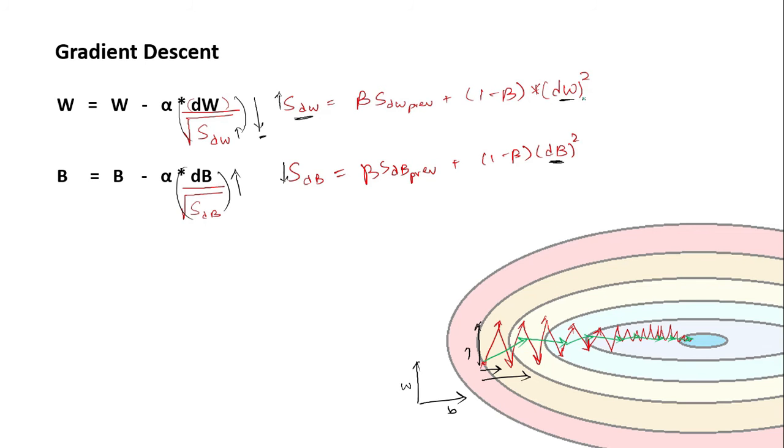And as we are taking the square of dW and then taking its root, this algorithm is called root mean square propagation.